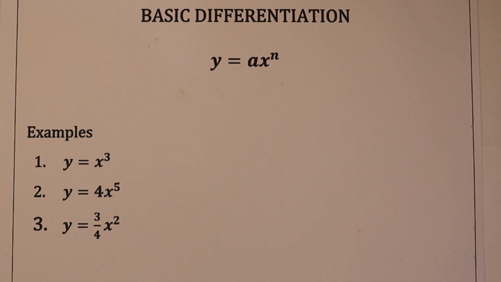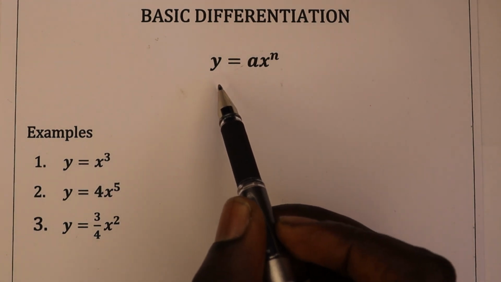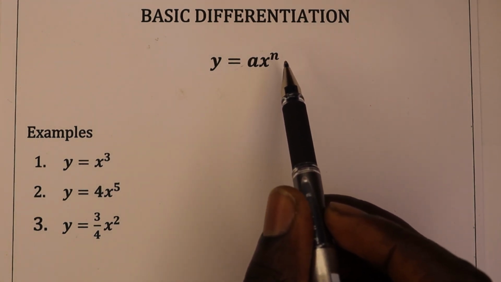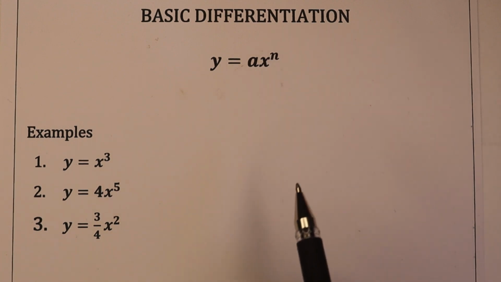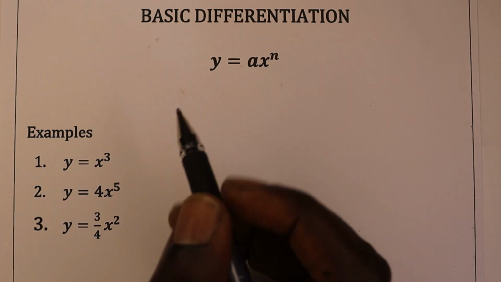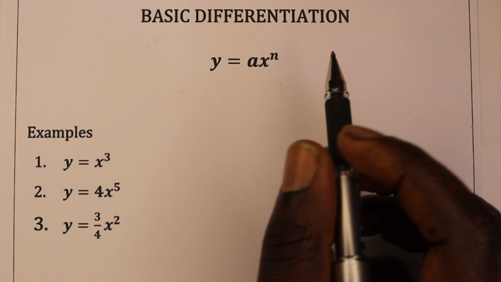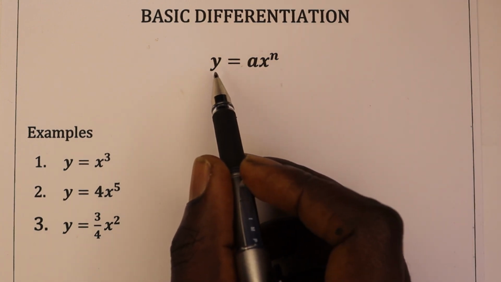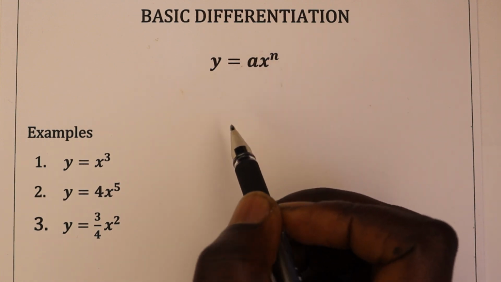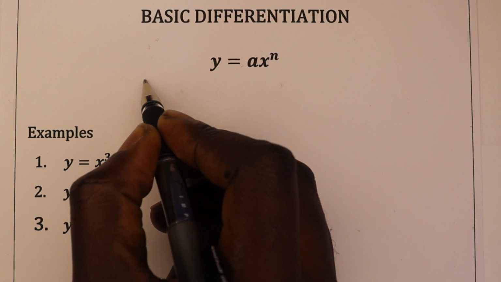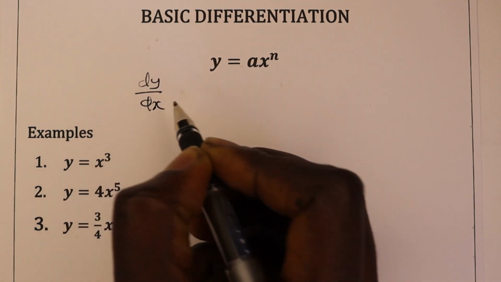Welcome to my channel. In this video, we're going to learn how to differentiate all types of functions. Normally functions are of the form y is equal to a x raised to power n, where a is a constant and n is the power. If this is the case, then to differentiate, we'll just involve confirming how y changes with respect to x. We refer to that as dy dx.